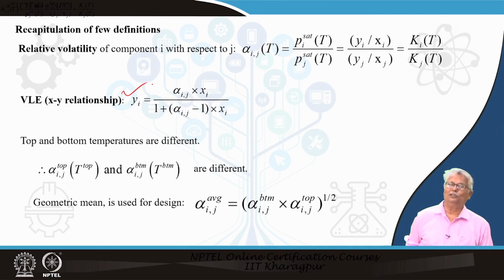Then we also appreciate that the column top and bottom temperatures are different, because the top contains lighter components, while the bottom has a higher proportion of heavier components. So, naturally the top temperature is less than the bottom. This makes a difference between the alpha value at the top and the alpha value at the bottom, and for design the convention is to use a geometric mean of the alpha at the top and alpha at the bottom, as shown here.